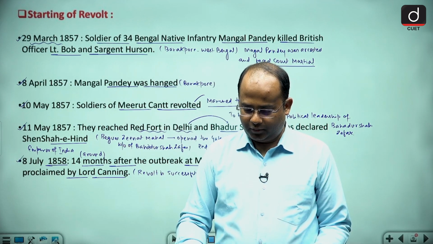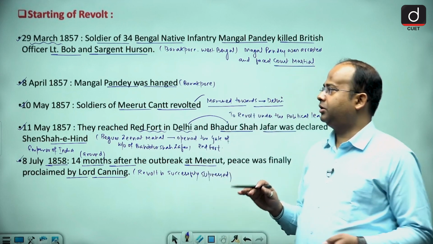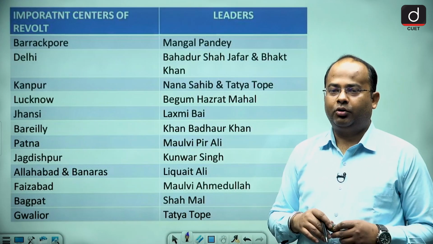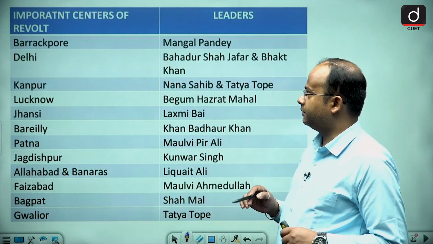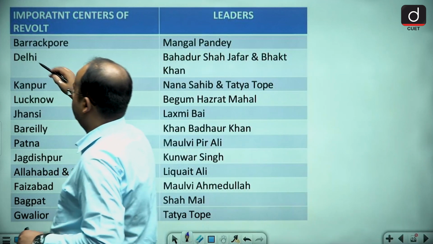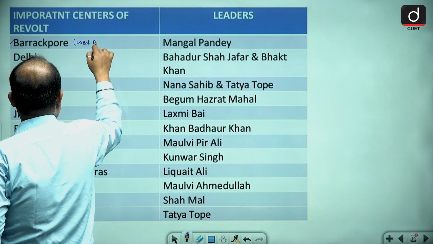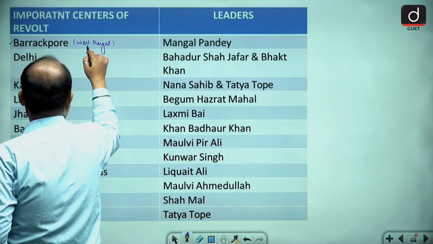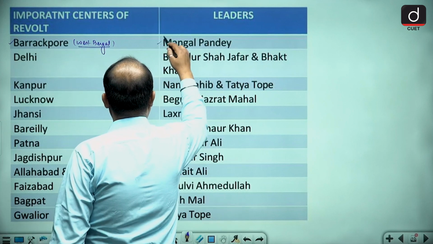Is that clear to all of you guys? Now, this is how the revolt started and ended. Now let's come to the important centers of the revolt and who were the leaders. First of all, the important center was Barakpur. Barakpur, guys, is in West Bengal, and it was Mangal Pandey who led this revolt.